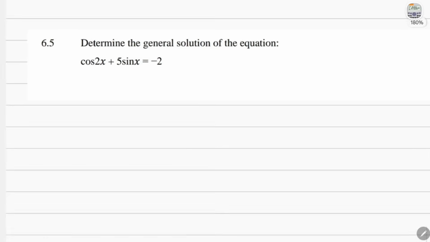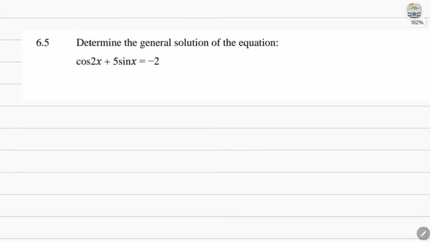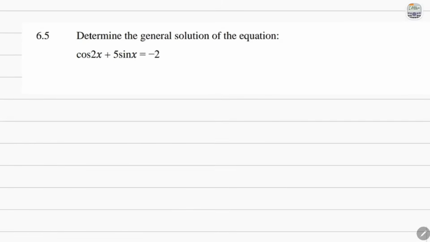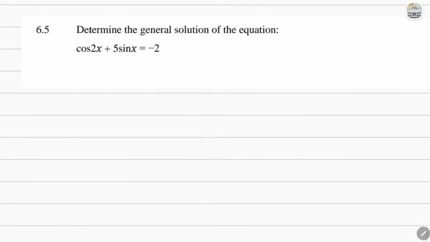Question 6.5 says, determine the general solution of the equation cos 2x plus 5 sine x equals negative 2. Yeah, now with this, I almost celebrated because I saw sine and cos. Yeah, but the thing is, you have sine x and cos 2x. You can't form tan with that, okay? So we're going to have to think about what this will expand to.